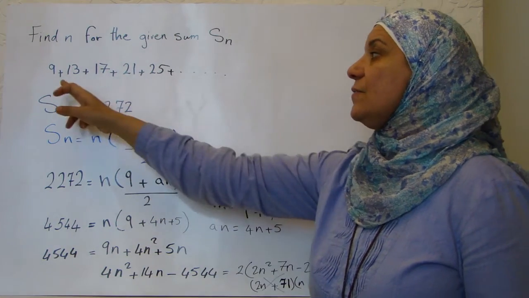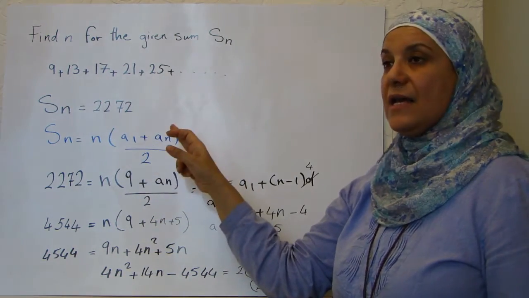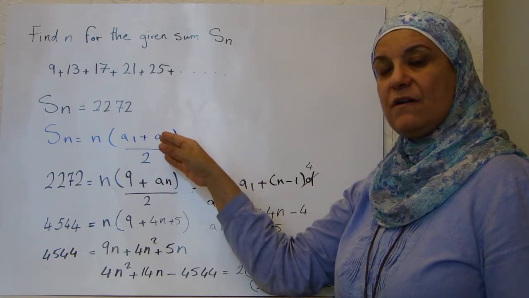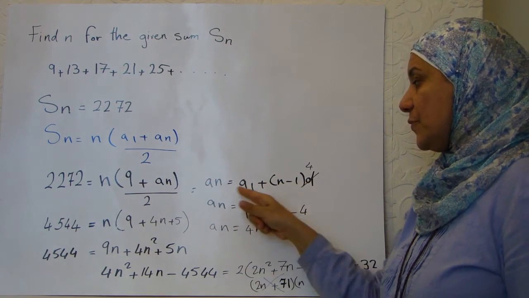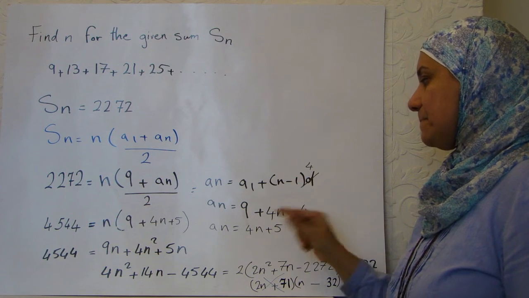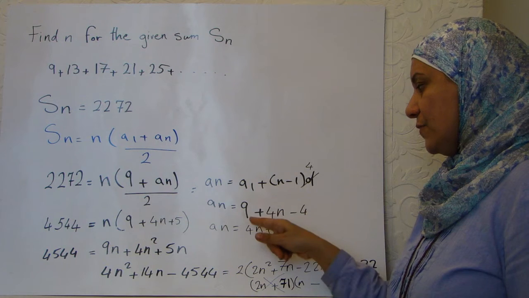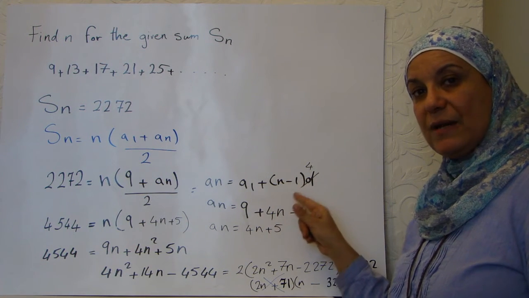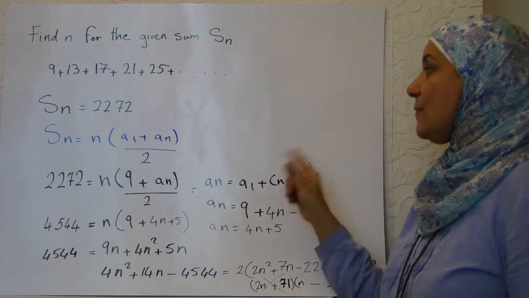I know a1, which is 9. I don't know an, because I don't have n. Can I substitute anything in the place of an? Yes, I can. I'm going to put my rule, a1 plus n minus 1 multiplied by d. An equals a1, which is 9, plus n minus 1, I don't have n, that's the one I'm looking for, and then I'm going to multiply it by 4.